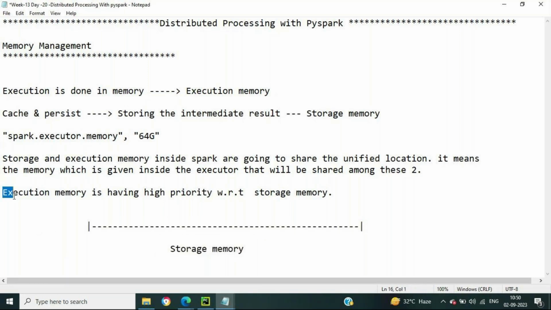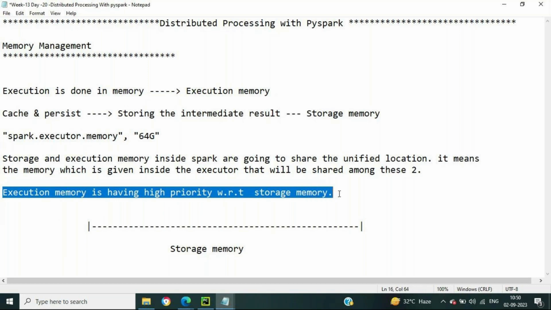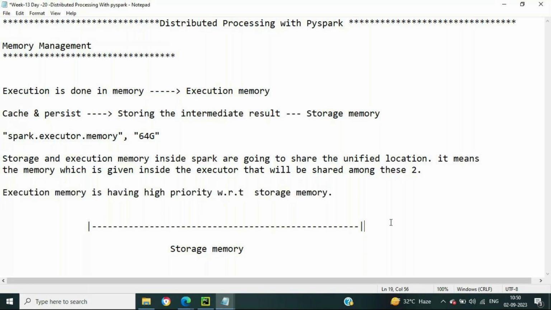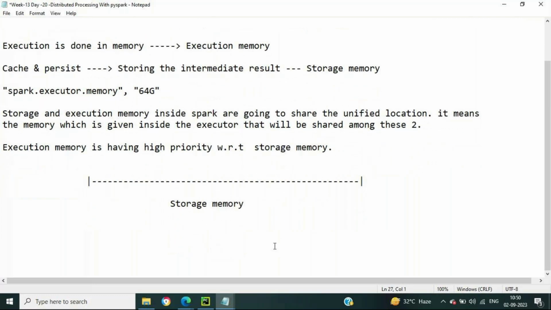Execution memory always has high priority. So if execution memory has high priority, we will not always be able to store data inside the memory. But caching is a phenomenon where, if we have an intermediate result locally available inside the memory, that will boost the performance.